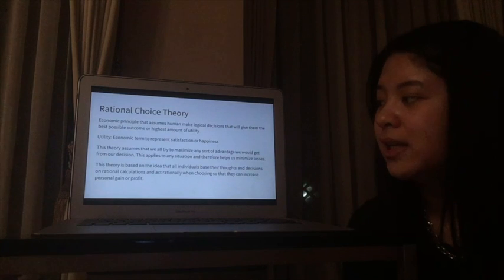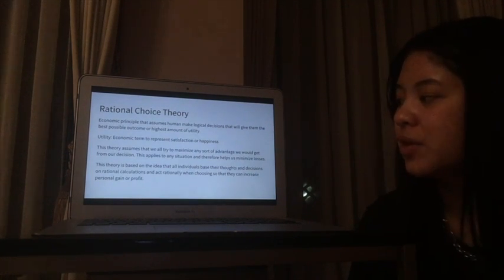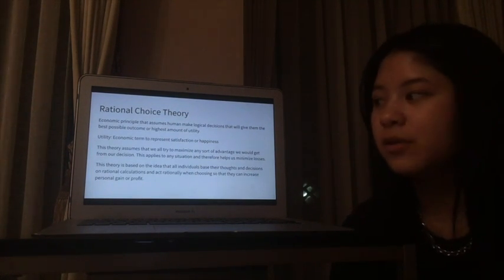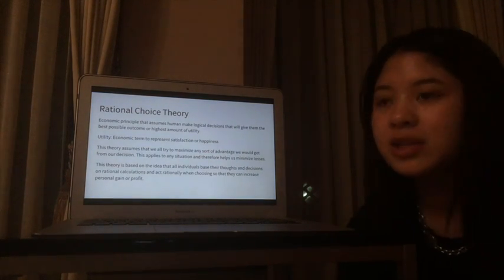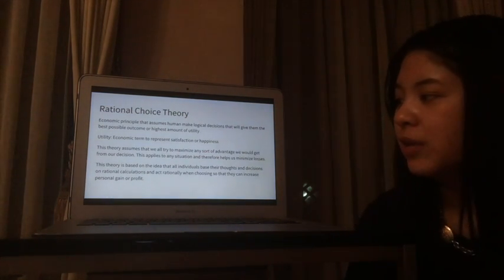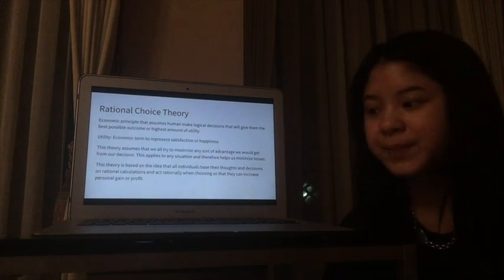This theory is based on the idea that all humans, all individuals, base their thoughts and decisions on rational calculations and act rationally when doing so. They can also increase personal gain or profit.